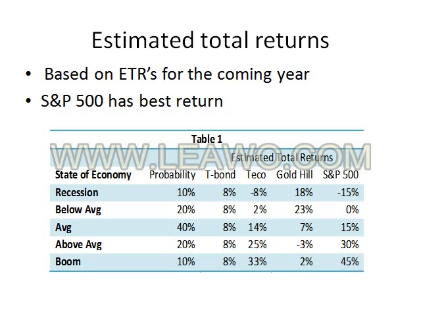Estimated total returns. Laura made a table with pertinent information regarding TECO, which was the electric utility company of her choice. When you look at the average state of economy, there's a probability of 40%. And when you look at the S&P 500 fund, it has the best return of 15%, which would lead you to believe that this is the best investment.